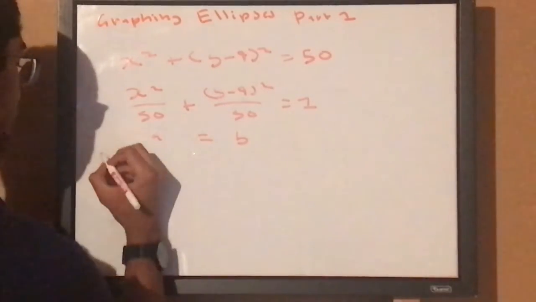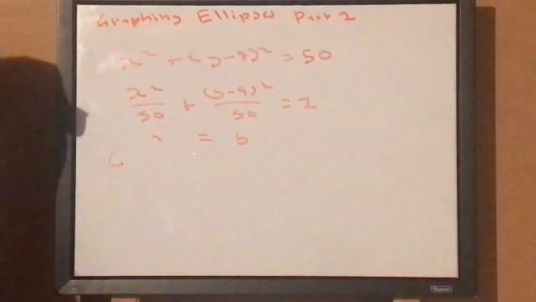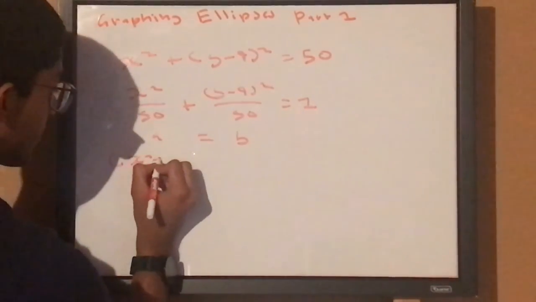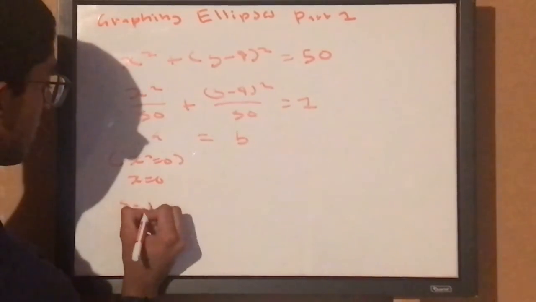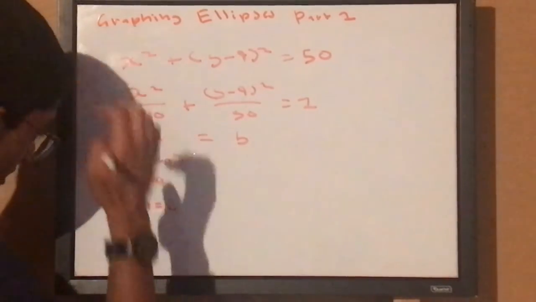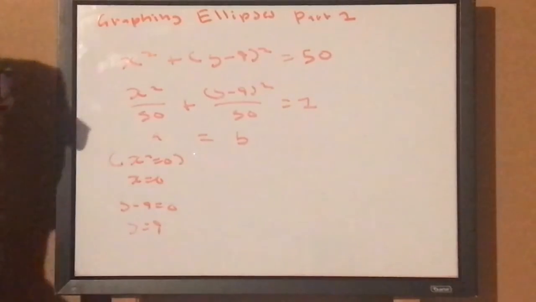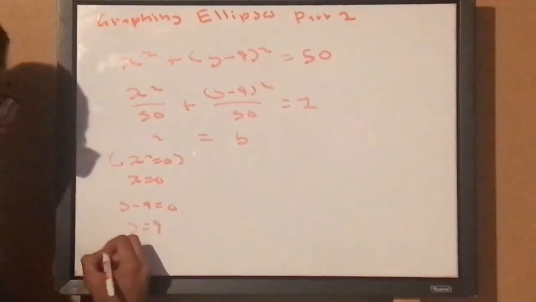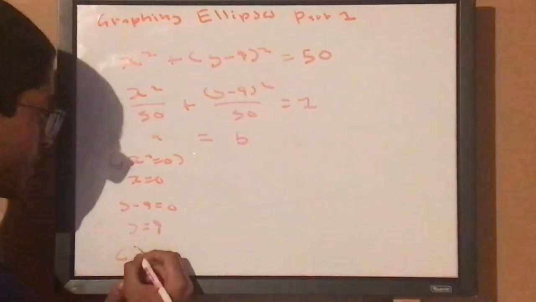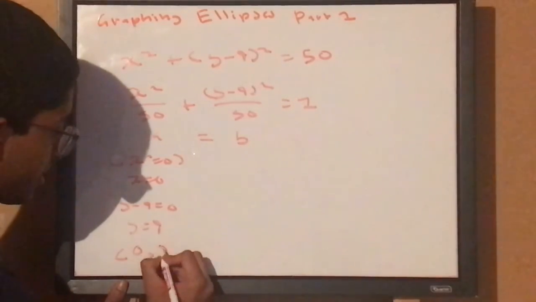Technically this ellipse is a circle. So the first thing we have to find is the center. We can find the center by setting x squared equal to 0, so x is equal to 0, and y minus 9 equal to 0. Move 9 to the other side, and we have y is equal to 9. Now that we have our x and y values, we can find the center of the circle, which in this case is 0, 9.